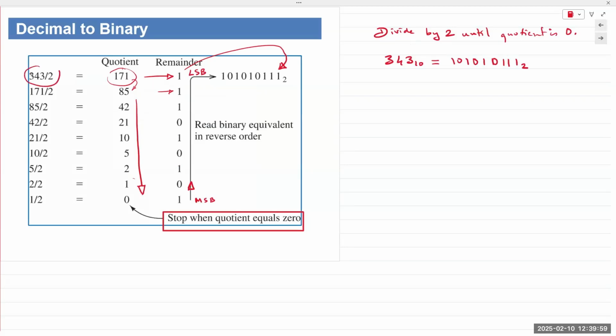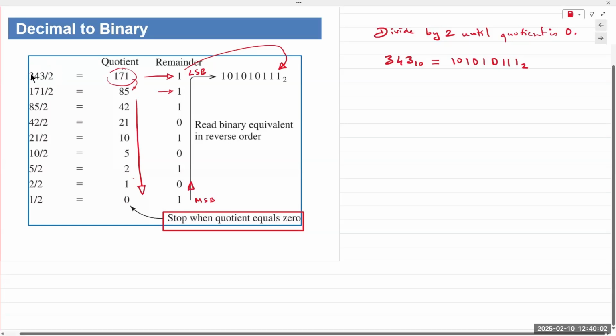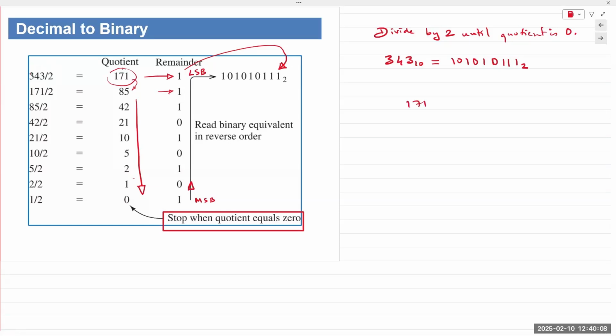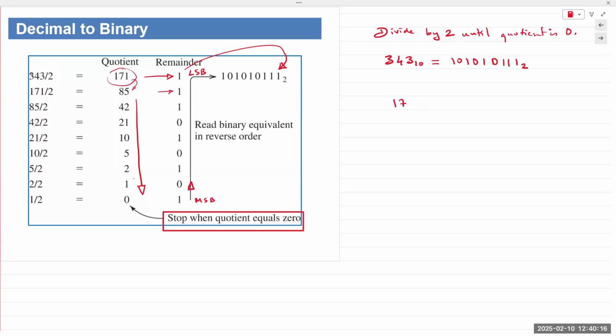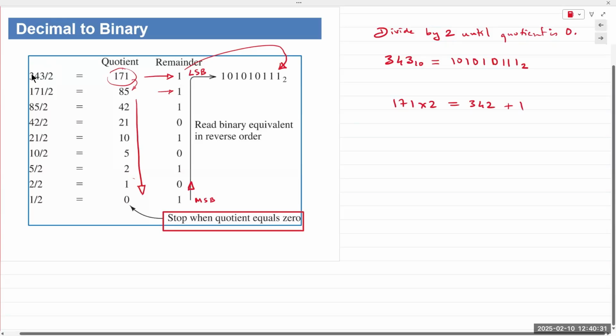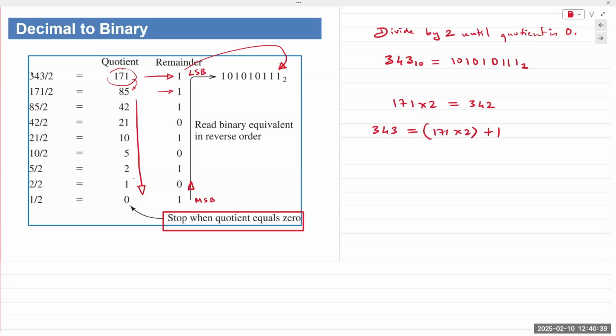So here, we'd get 343 divided by 2 would be 171, plus 1 would be the remainder. The question being asked is, how do we actually get 1 here? Let's do it the other way around. 171 times 2 gives us 342. 342 plus 1 is 343. Better to put it this way: 343 would be equal to 171 times 2 plus 1.